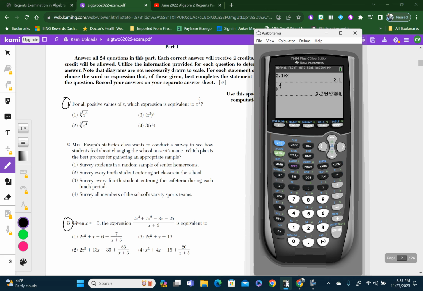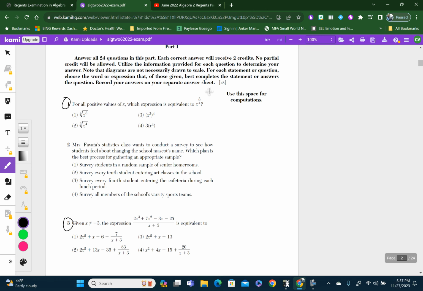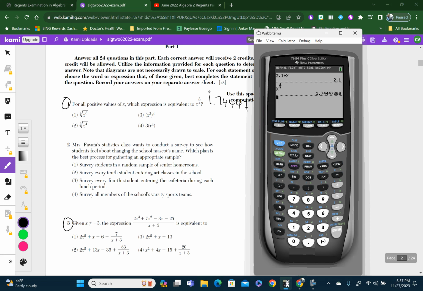So 1.7447 is our magic number. So I'm going to write this down. 1.7447. Okay, that's what I'm looking for. So then I plug each of the other ones in.